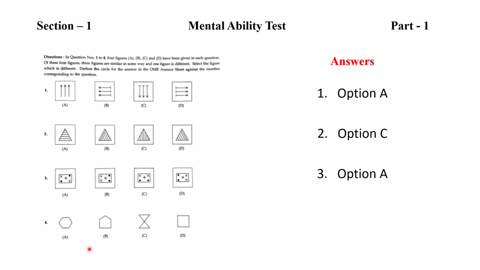Coming to the fourth question, if you can see option A, B, and D, they are all polygons. We can see this is hexagon, this is pentagon, and this is a square. But option C is not a polygon. Basically, it is a structure which is made up of different lines connected together. These are the basic polygons. Therefore, option C would be the right answer here.